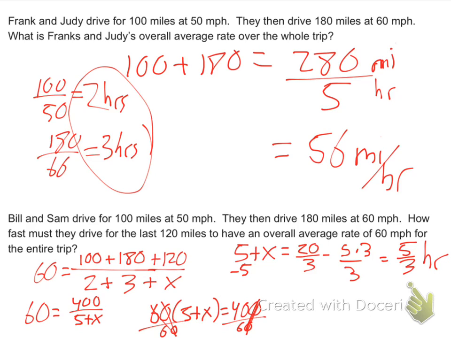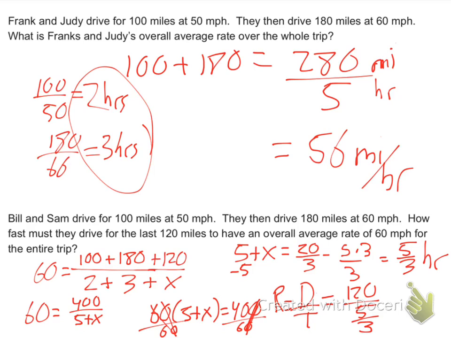Does that answer our question? And the answer is no. Because it asks us how fast. And fast is speed. And how do I find rate? Distance divided by time. So distance divided by time is rate, right? How far do I go on that third trip? 120 divided by 5/3.